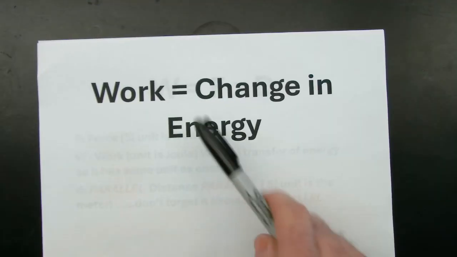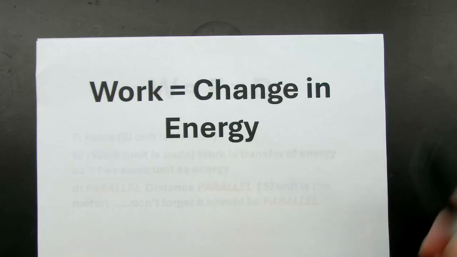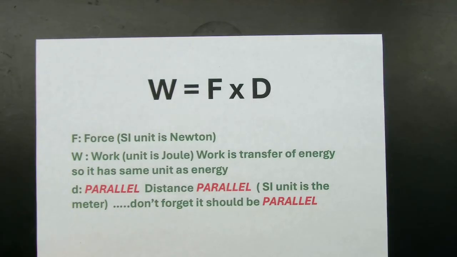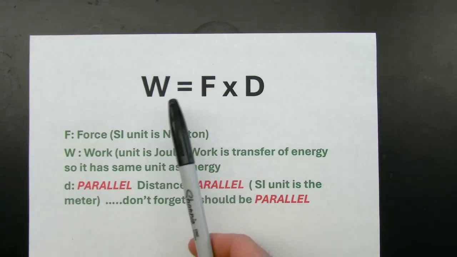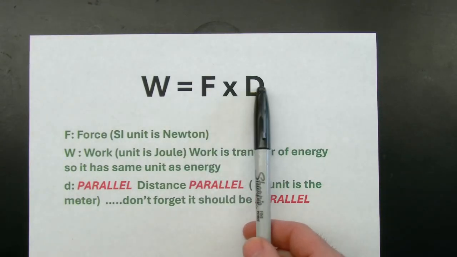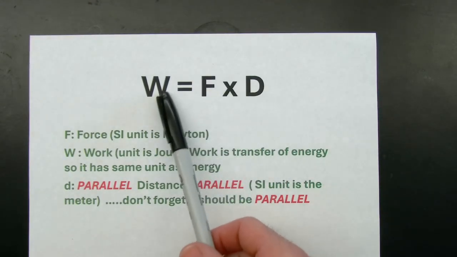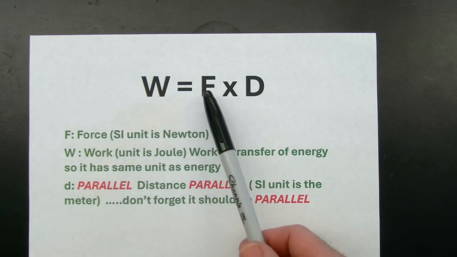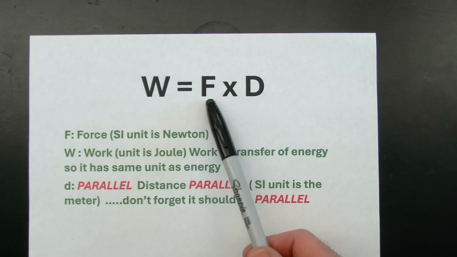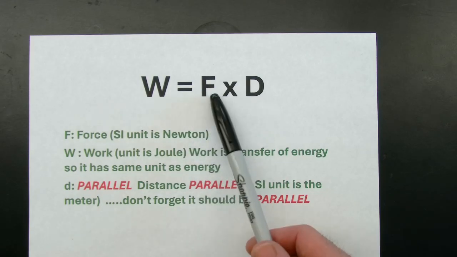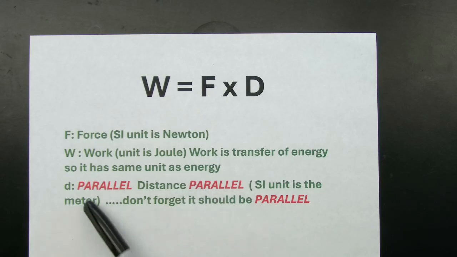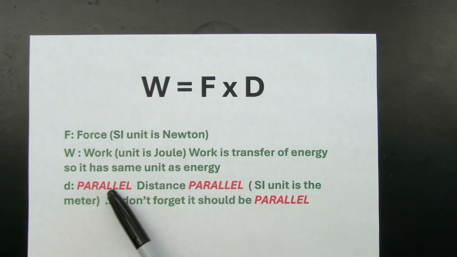Now we can think of work in two different ways. One, work is the change in energy. Again, the SI unit is the joule. And then more importantly, we can think of work as also equaling a force times a distance. So again, work here, the SI unit would be the joule, and the force would be in newtons. We should be familiar with forces. And then this distance here would of course be in meters, but it's important this distance needs to be parallel.